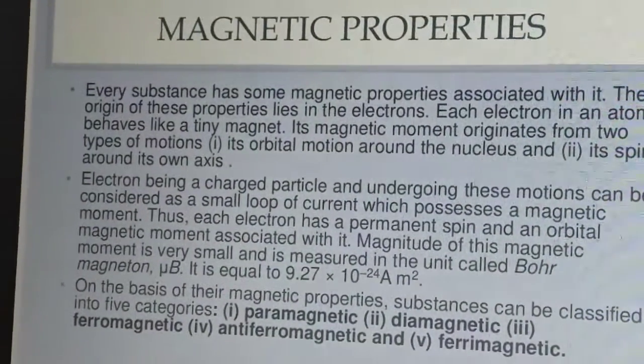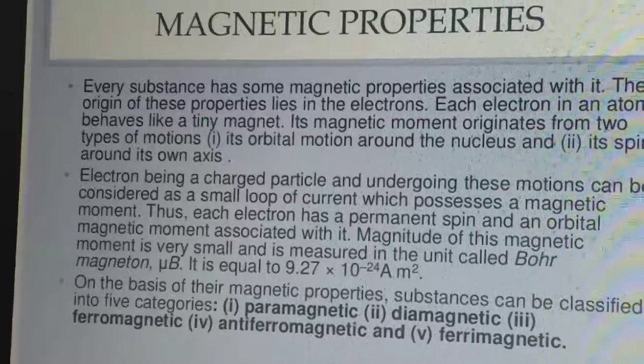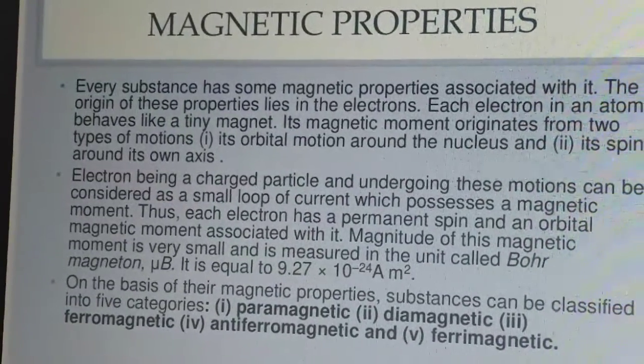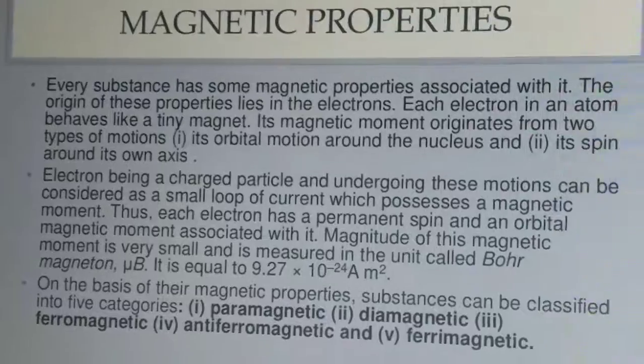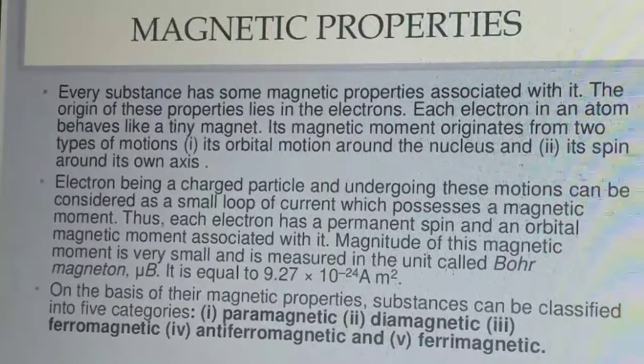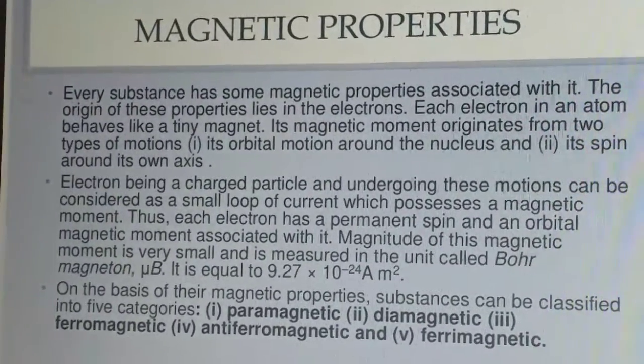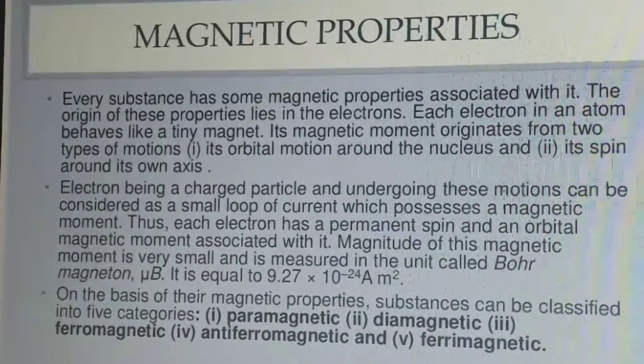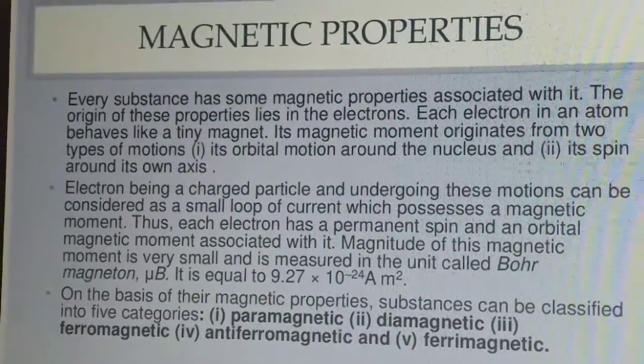Next, coming to magnetic properties. Magnetic properties means the solids have a magnetic character. The magnetic properties of different materials are studied in terms of magnetic moments, which arise due to the orbital motion and spin motion of electrons.